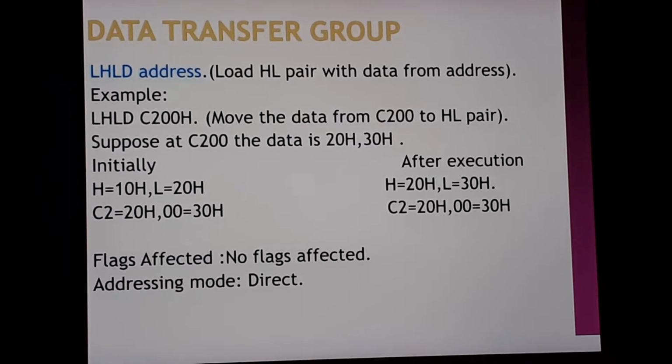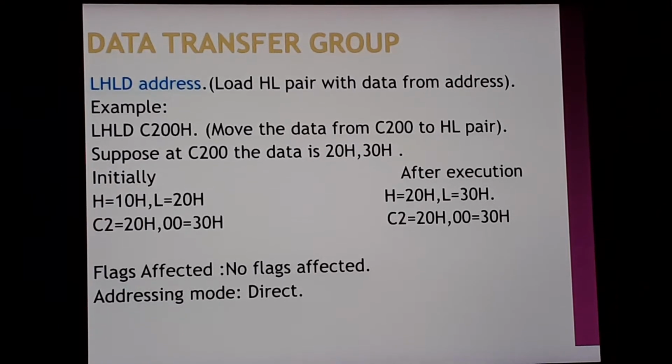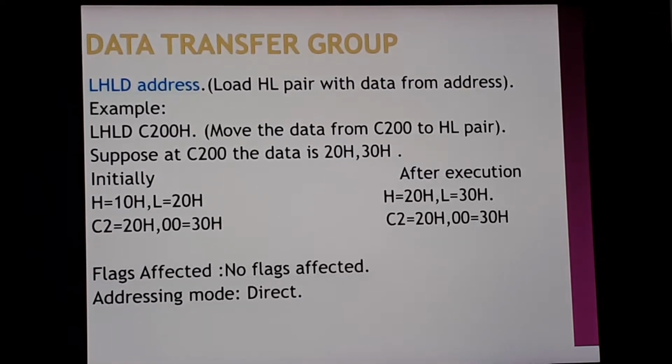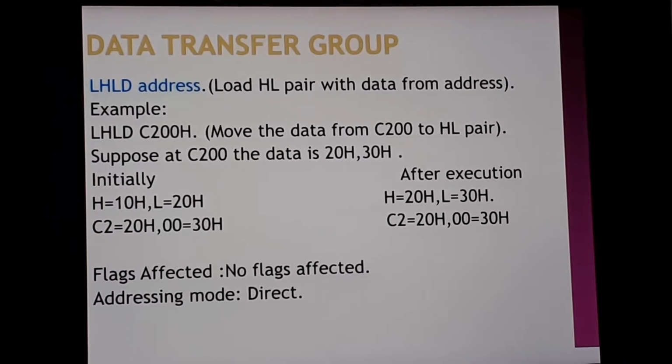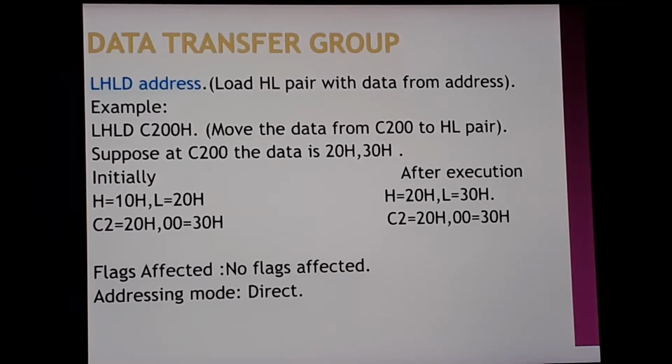Okay. So what does this particular instruction do? This instruction will load from the address that we write. The 16-bit address data will be loaded directly into the HL register pair. So in the example, see here, LHLD C200H moves the data from C200 to the HL pair. Now suppose at C200 the data is 20H and 30H. This is the example that I have assumed. You can take any data. Now suppose H is equal to 10H, L is equal to 20H. So after execution, H is equal to 20H and L is equal to 30H.